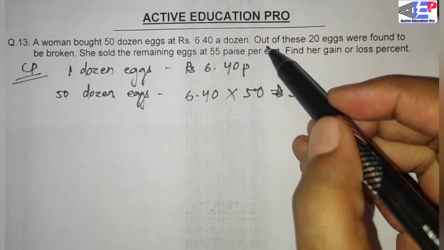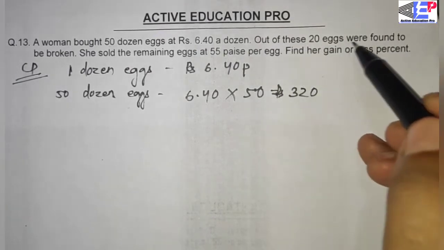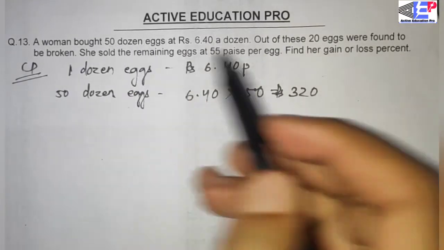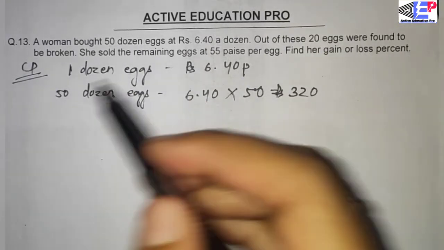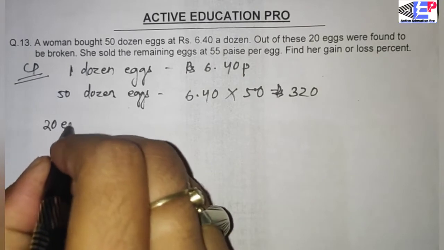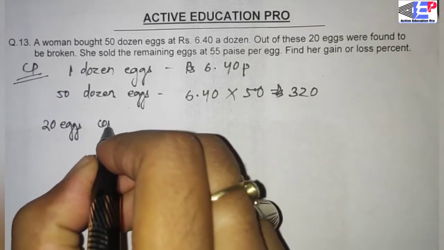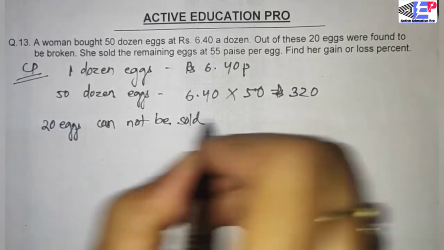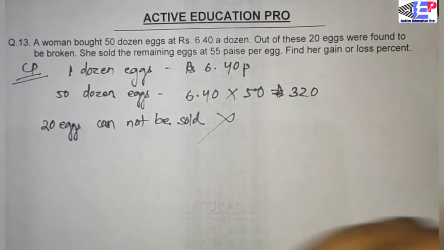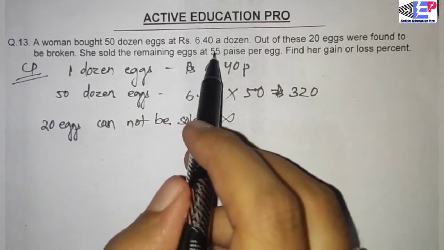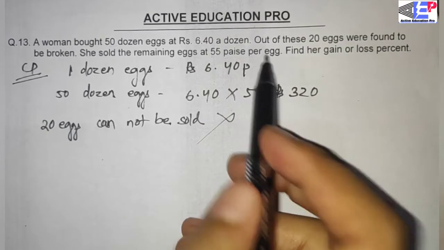Then the next sentence: out of these, 20 eggs were found to be broken. From these 50 dozen eggs, 20 eggs were found to be broken. These 20 eggs are lost because they are broken and cannot be sold. So she sold the remaining eggs at 55 paise per egg.